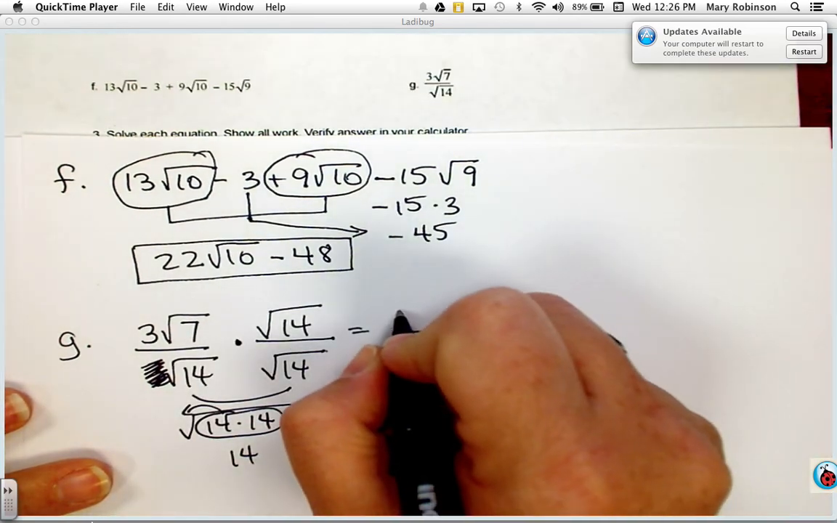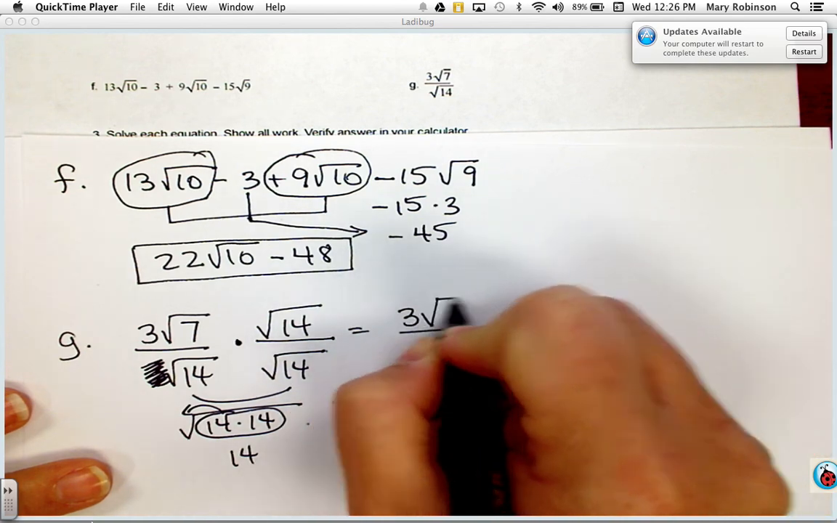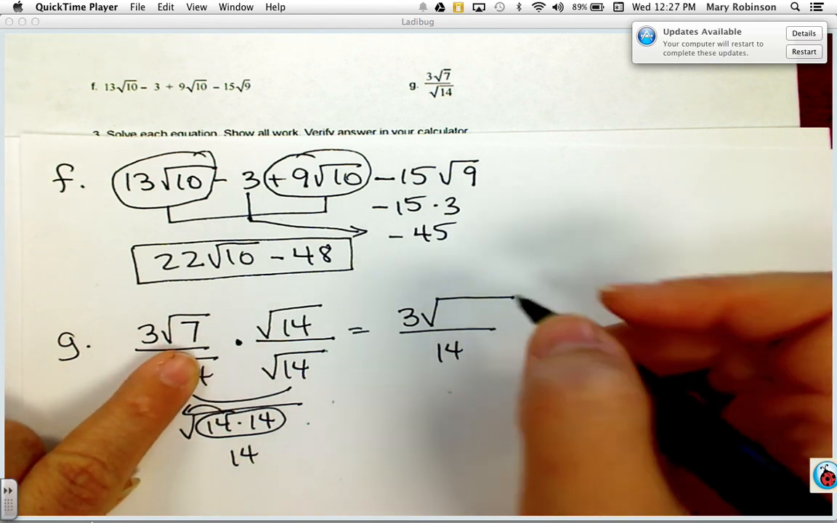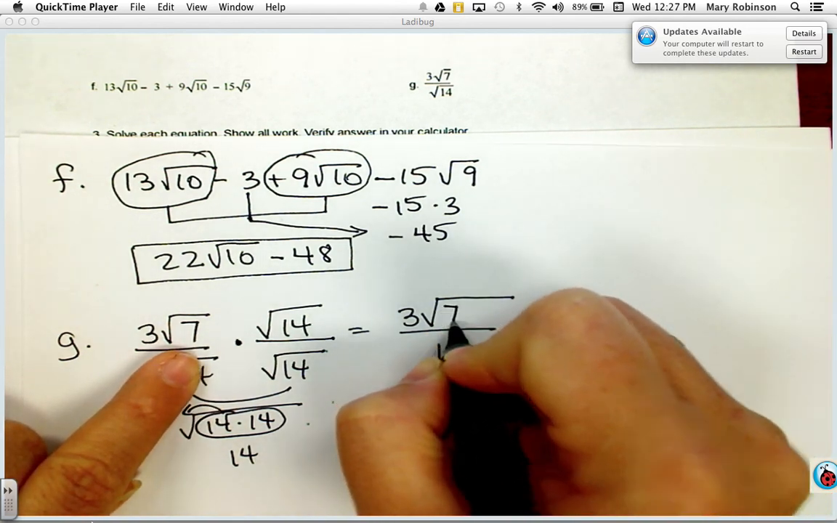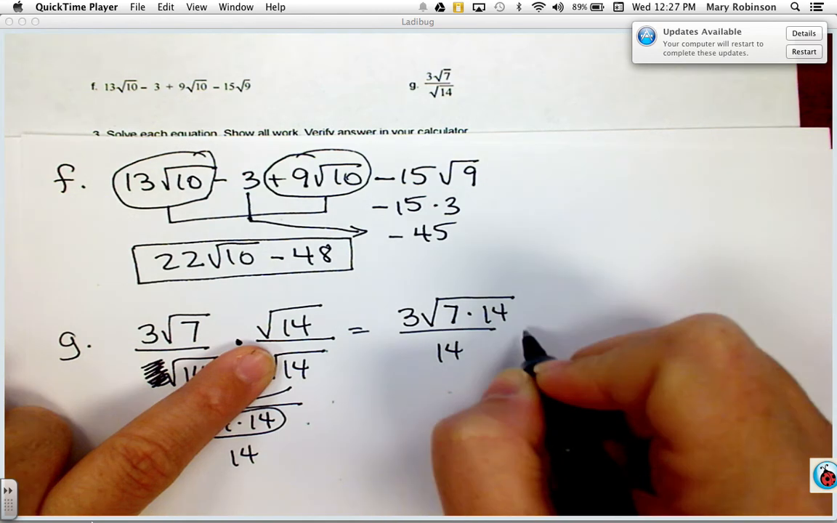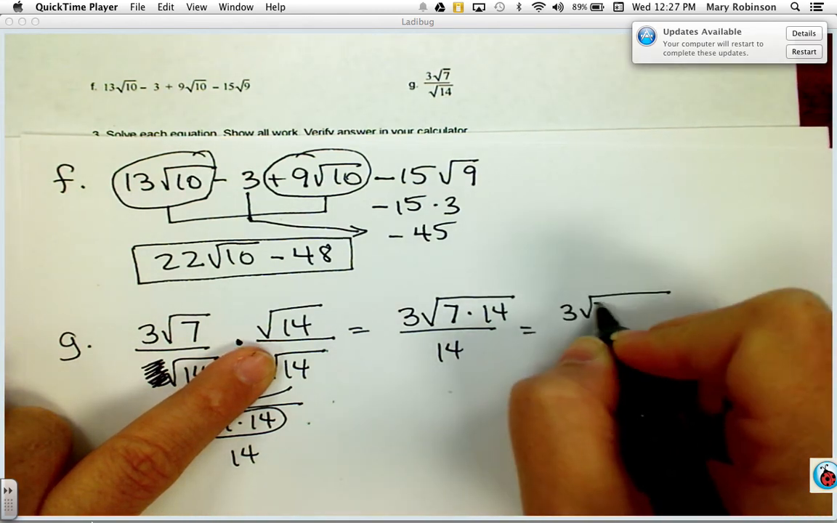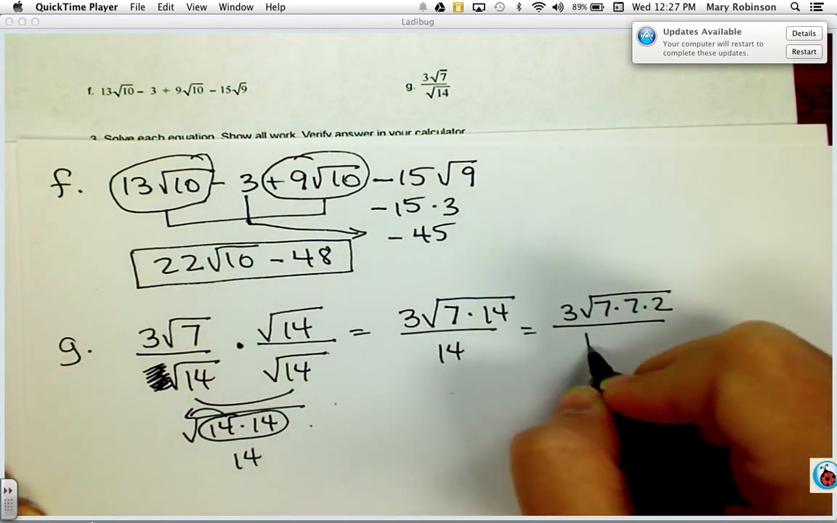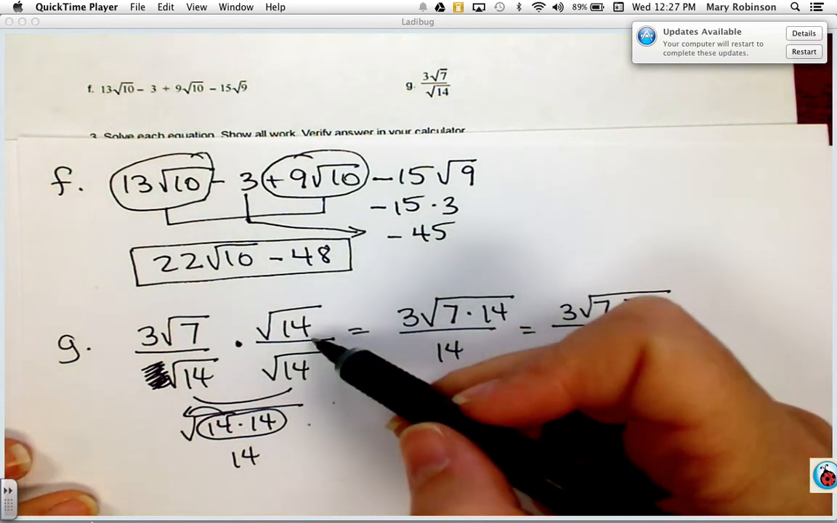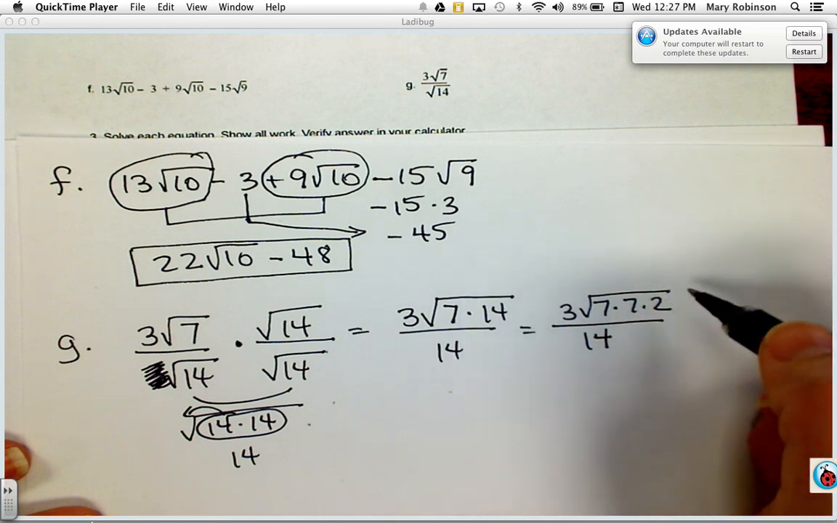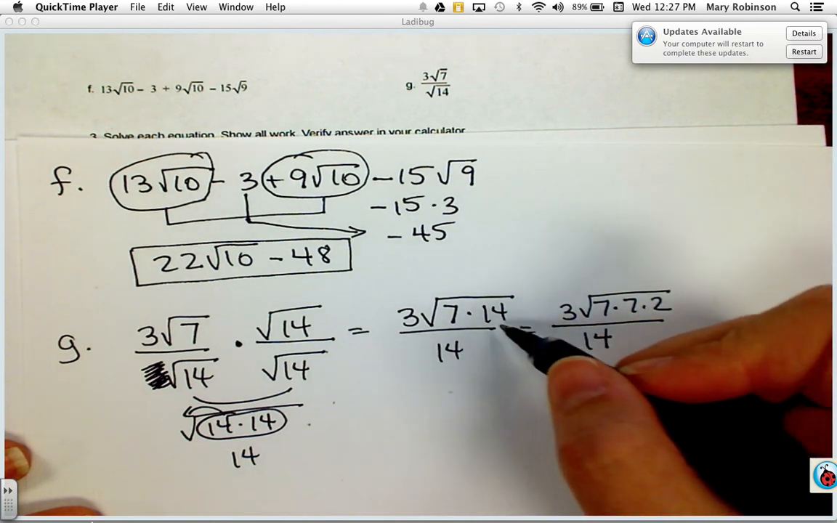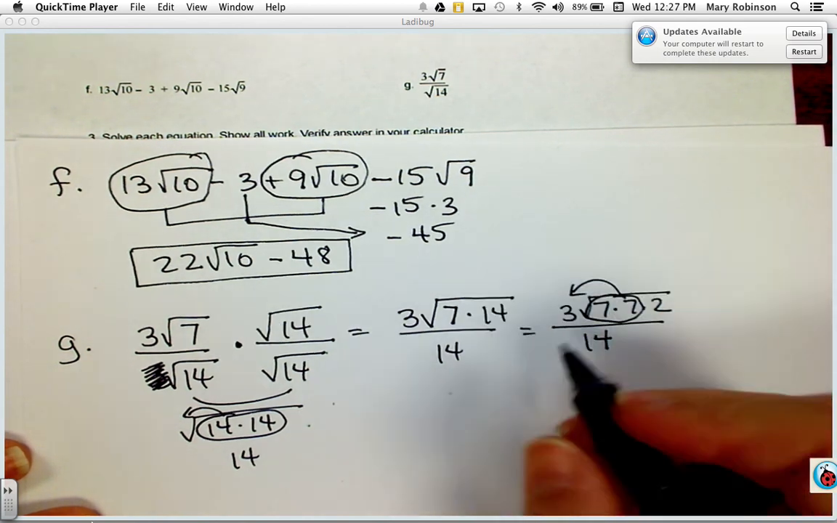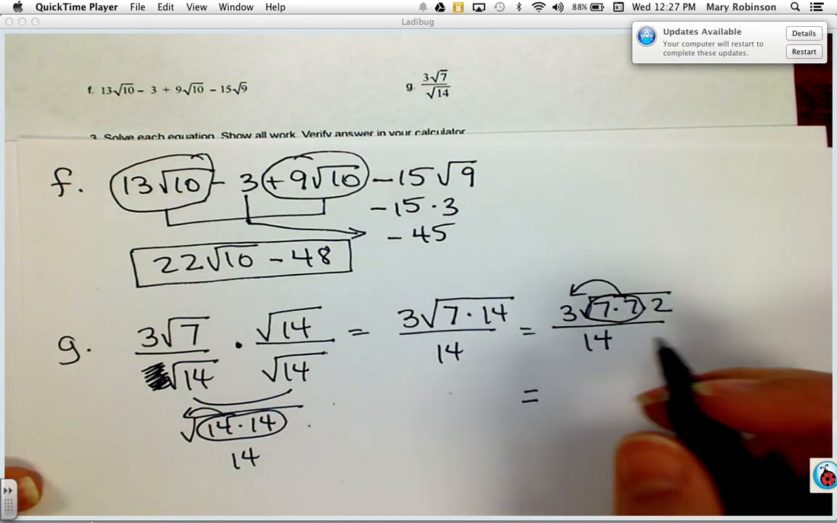Up top, if you multiply these together, you're going to have to simplify. So it's really best to go ahead and write it as 7 times 14, and then you can simplify. 14 is 7 times 2. You can multiply those together if you want, but then you'd have to do the factor tree and break it down, and 2 factors would be 7 and 14. Because I knew that, I decided not to multiply.